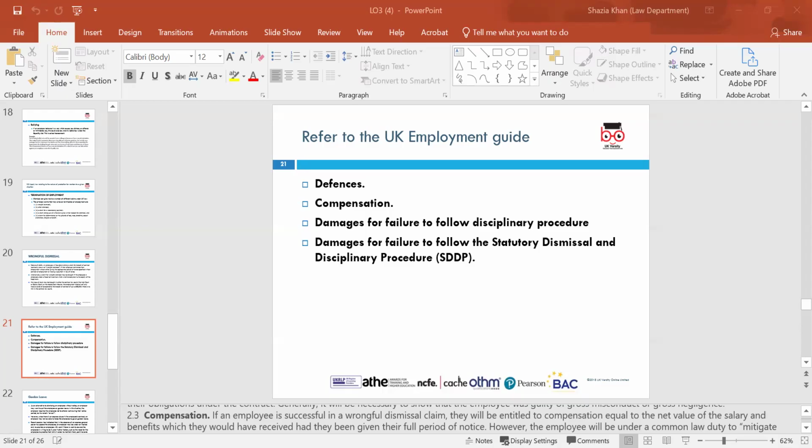The next one is damages for failure to follow disciplinary procedure. In unfair dismissal claims, employment tribunals take the ACAS code of practice on disciplinary and grievance procedures into account where relevant, and may increase an employee's compensation award by up to 25% where an employer unreasonably fails to follow the code. If the employer, as we mentioned, has laid down a disciplinary procedure that forms part of the contract, then you could sue for breach of employment contract if they haven't followed it.